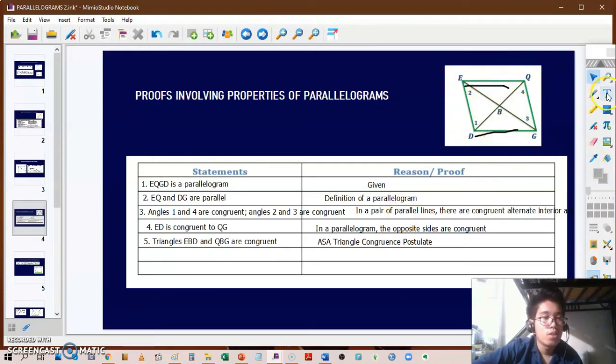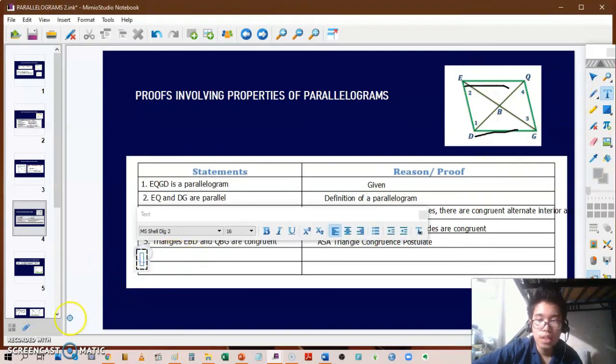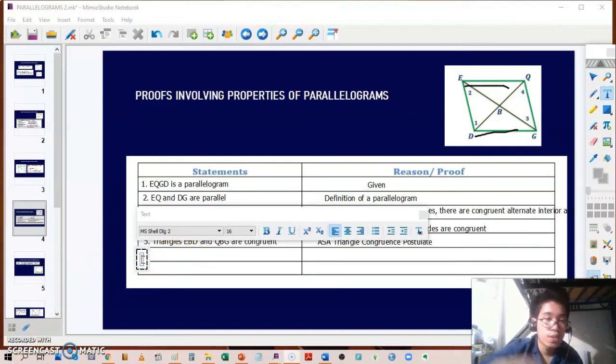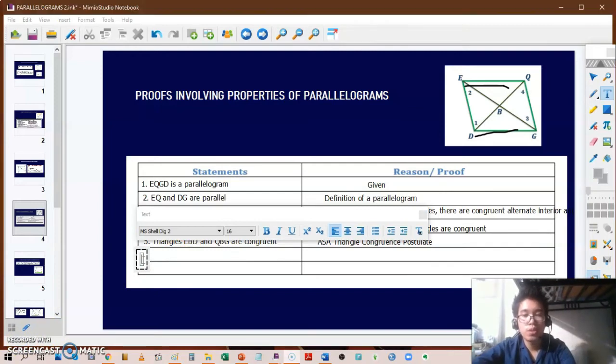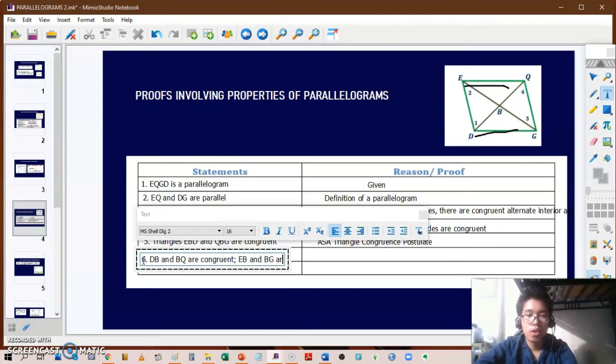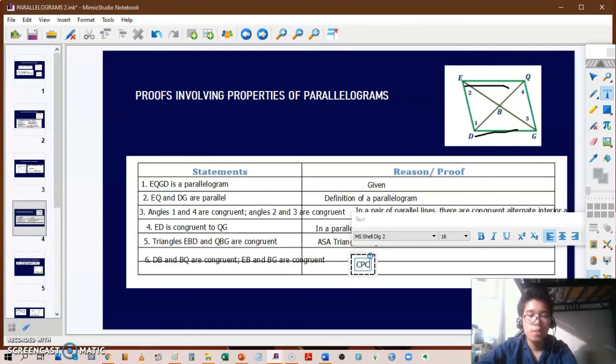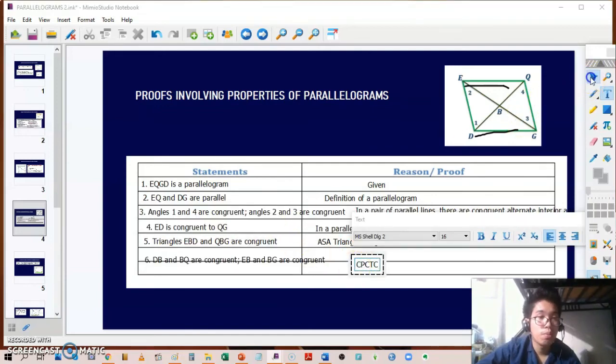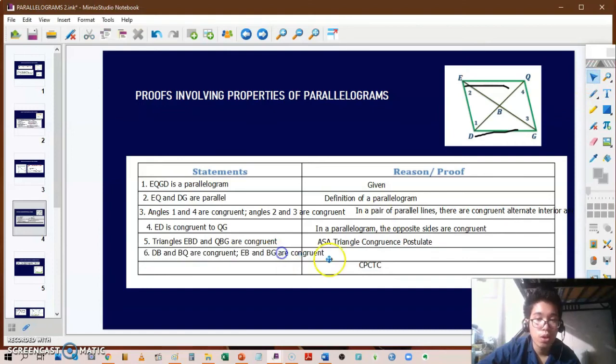For our sixth statement, since we've already established that the two triangles are congruent, we can say, using CPCTC, that DB and BQ are congruent, and also EB and BG are congruent. The reason for that, of course, is CPCTC, or the corresponding parts of congruent triangles are congruent.